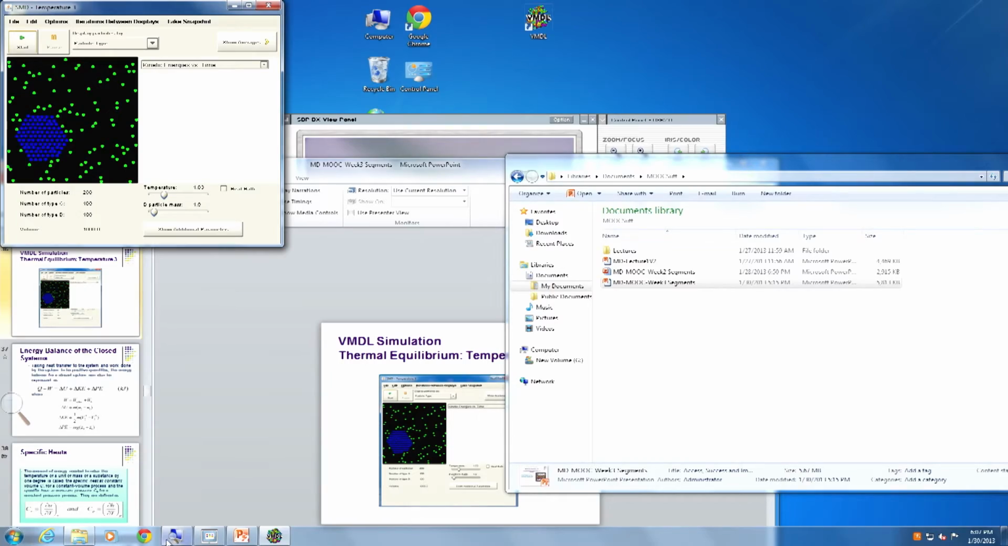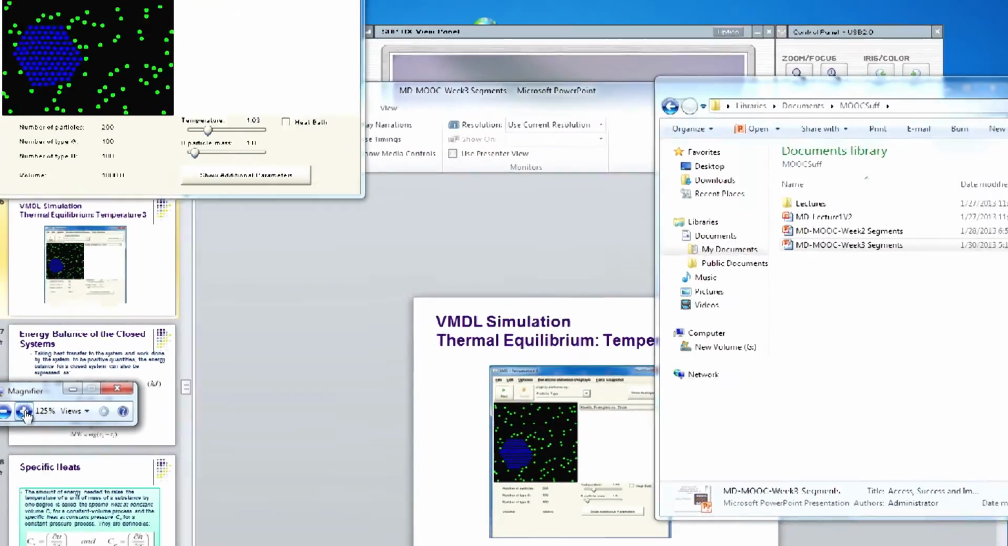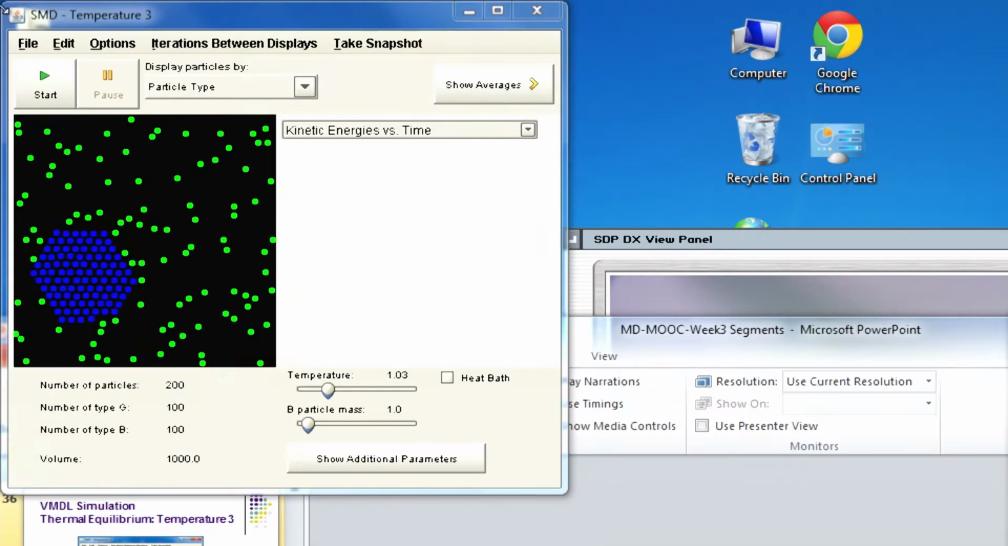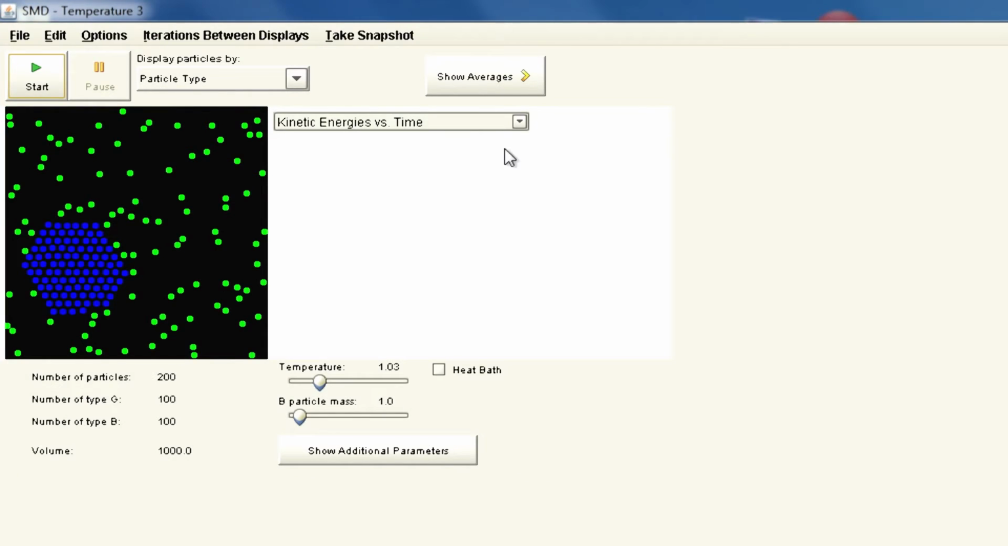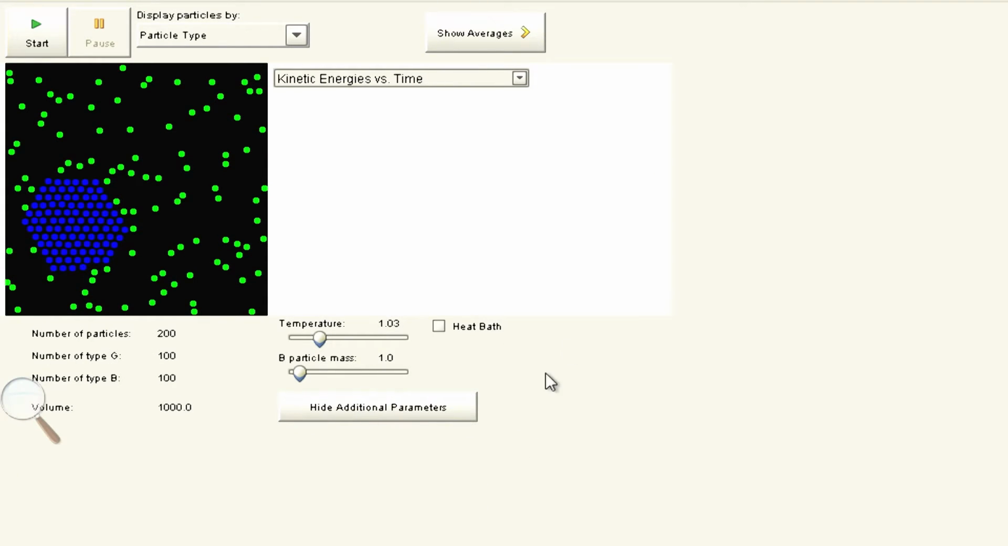So, I am back to the VMDL lab, and I am going to go to temperature 3, set that up. Now, let me take you and get to our magnification. So, you can observe all the quantities changing. So, here we are. This is an already done simulation. So, you will see different steps.